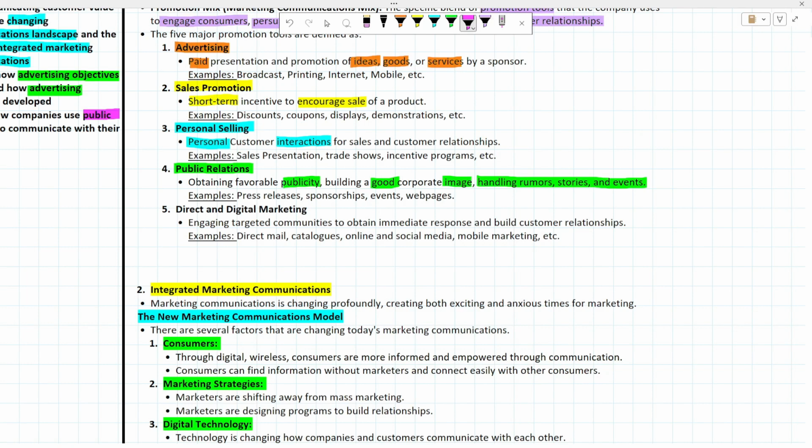Five, direct and digital marketing. This means engaging targeted communities to obtain immediate response and build customer relationships. Examples of these are direct mail, catalogs, online and social media, mobile banking, etc. So engaging for immediate response and also to build customer relationships.